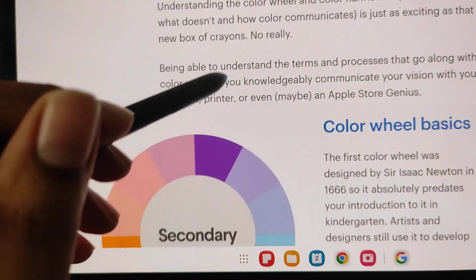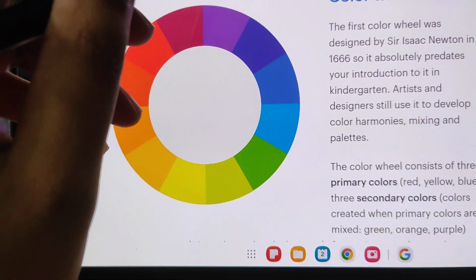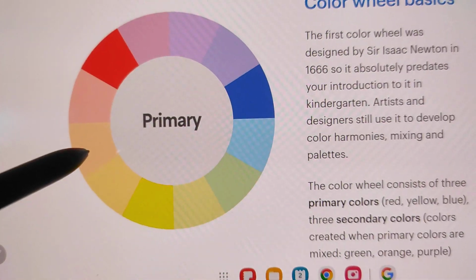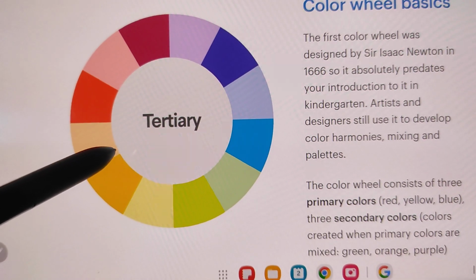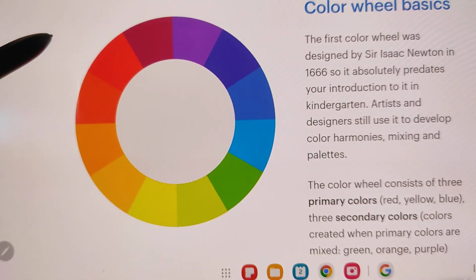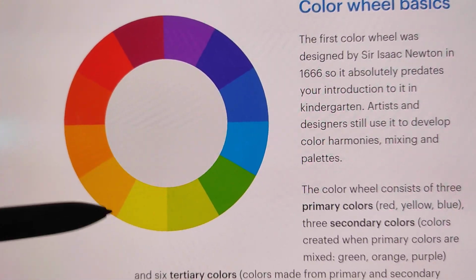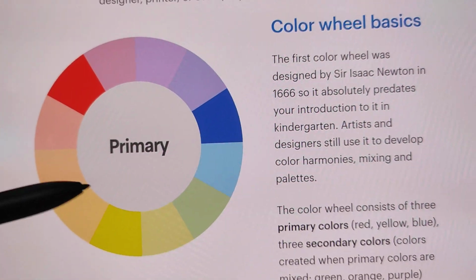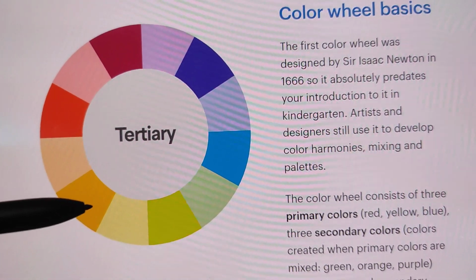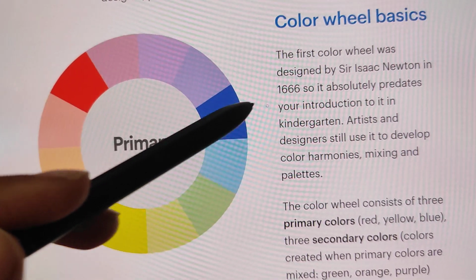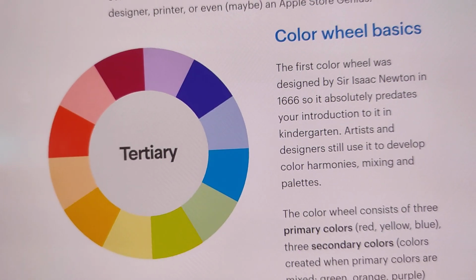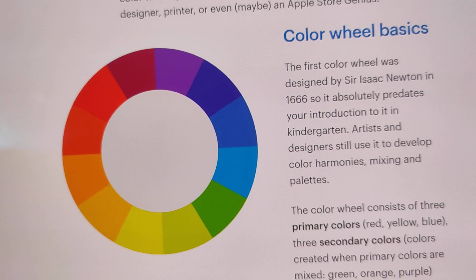The color wheel is an interesting thing, and this animation, I loved it. The primary, secondary, and tertiary colors. So let's know about its history. The first color wheel was designed by Sir Isaac Newton in 1666, so it absolutely predates your introduction to it in kindergarten.